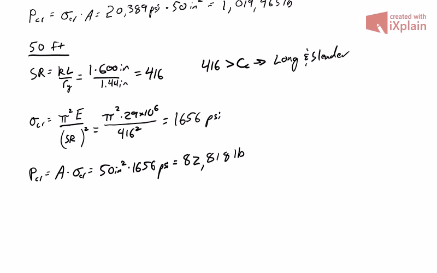So if we go ahead and check our work, we see that as the column got longer, it buckled at a lower and lower force every time, which makes sense. That's what the theory would have told us. So it's a good dummy check on our answers.